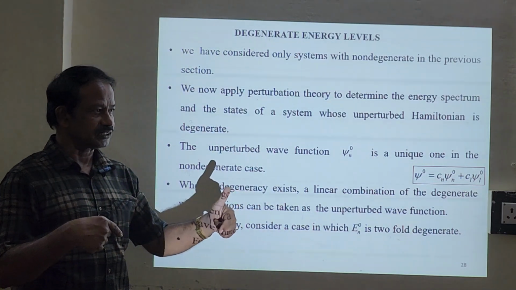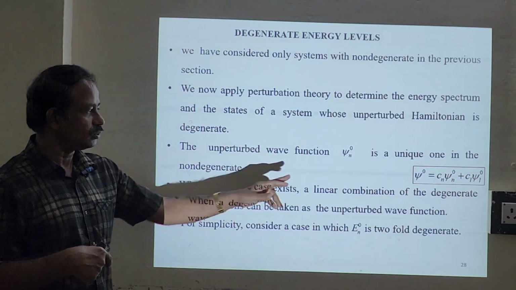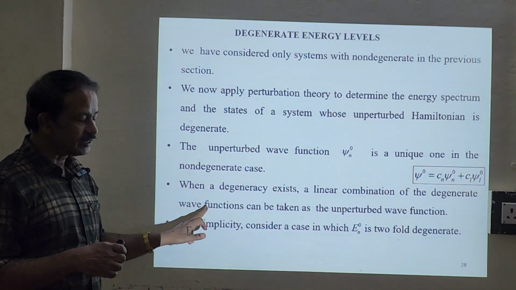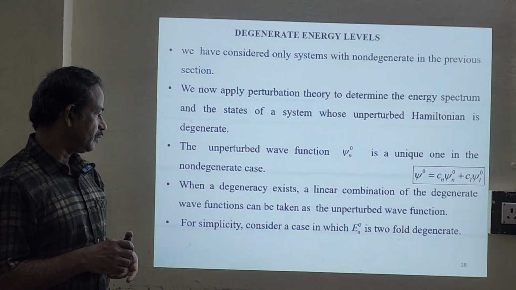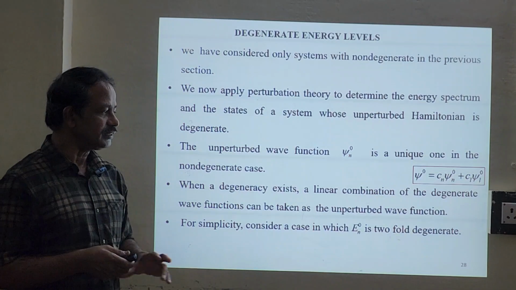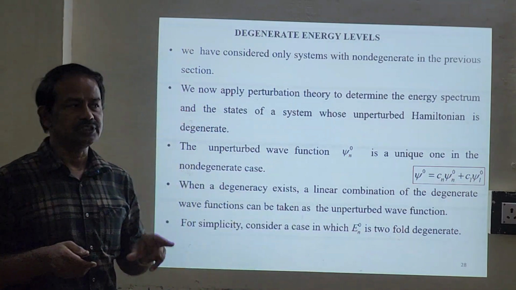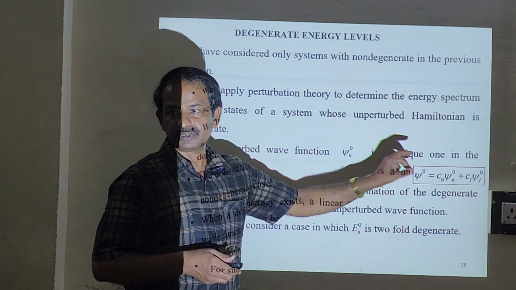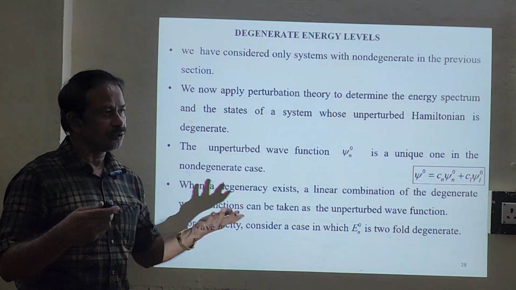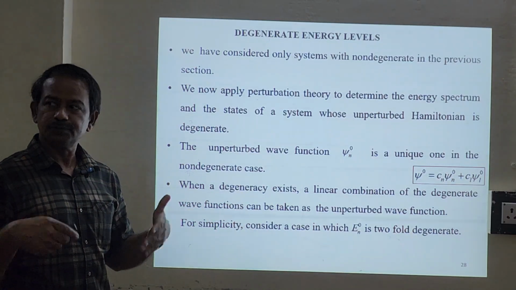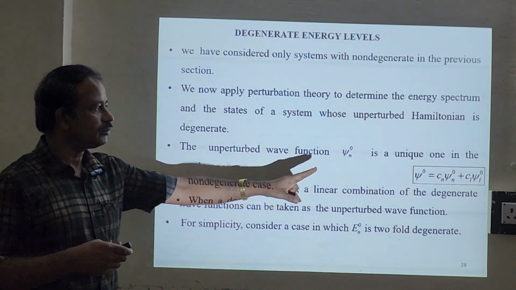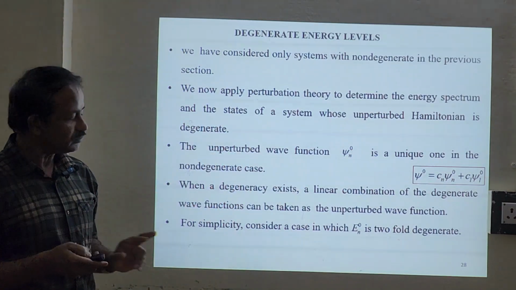There will be two wave functions, a linear combination of degenerate wave functions. For simplicity, we are going to consider the case where En0 is two-fold degenerate. So we are going to take only two wave functions for simplicity. We can also go for three wave functions, four wave functions, and so on, but we are going to have only two.